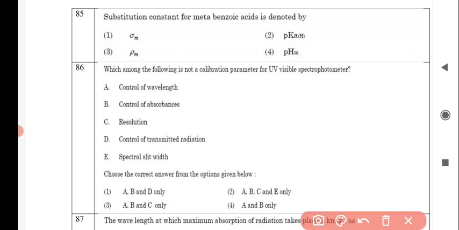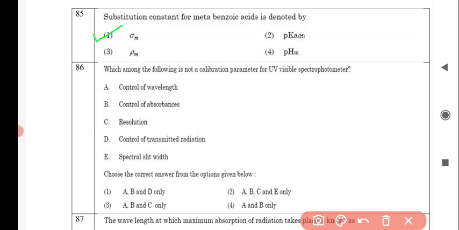Next question is substitution constant for metabenzoic acid is denoted by, and the correct answer is option number 1, sigma m. Next question is which among the following is not a calibration parameter for UV visible spectrophotometer?